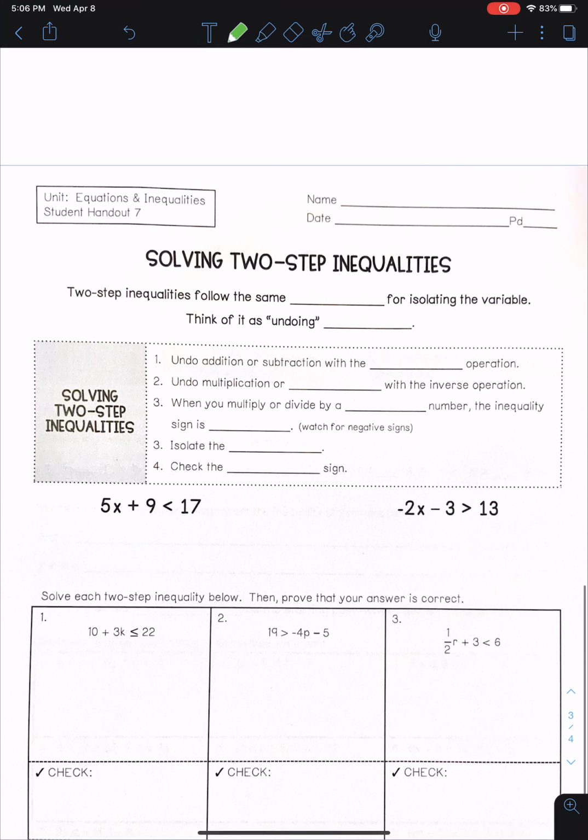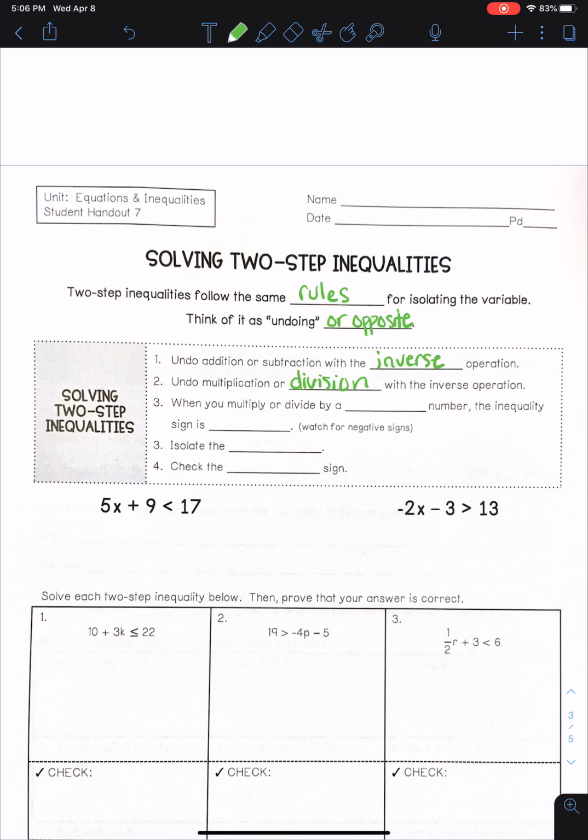So, solving two-step inequalities. Two-step inequalities follow the same rules for isolating the variable. Think of it as undoing or opposite. Undo addition or subtraction with the inverse operation. So again, the same way we solved an equation, we're going to solve an inequality. Undo multiplication or division with the inverse operation.